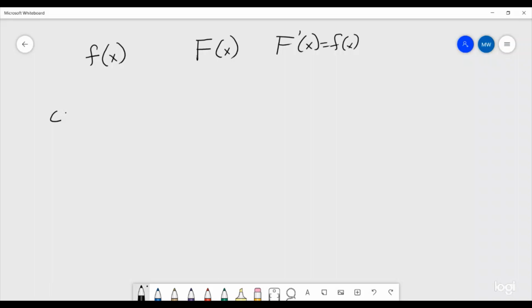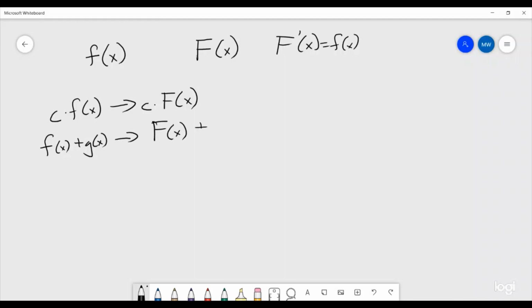So if you have a constant times a function, this will just go to a constant times the antiderivative of that function. If you have a function f of x plus a function g of x, this will go to the antiderivative of your first function plus your antiderivative of your second function, and this will work if it's plus or minus. You just keep the appropriate sign there.